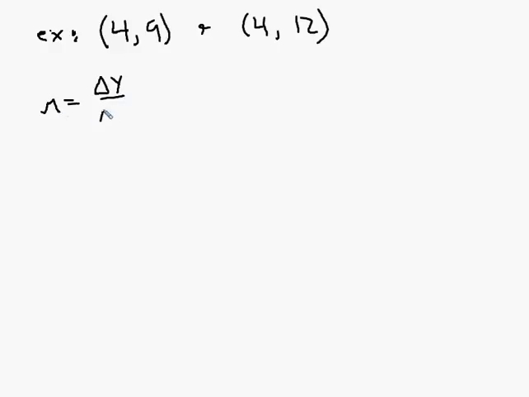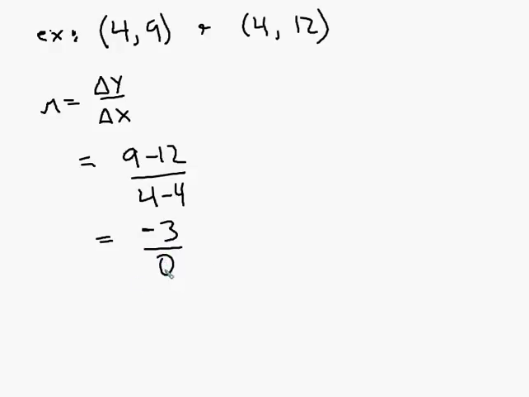Let's say I have 4, 9, and 4, 12. What's the slope? Well, it's change in y over change in x. So what will I put at top? 9 minus 12. And what's at bottom? 4 minus 4. So I get negative 3 over 0.